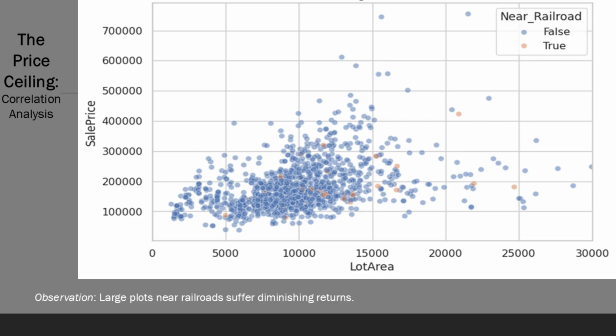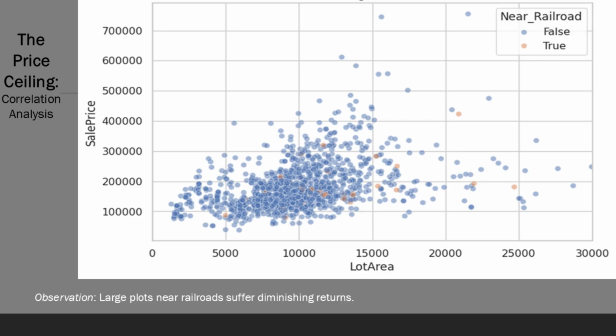To really prove the railroad flip strategy, we have to look at the risk of scale. If you look at this scatter plot, it reveals exactly why we avoid big plots in these areas. Notice that as we move into larger lot sizes, those over 15,000 square feet, the homes near the railroad, represented by the orange dots, struggle to break into the high luxury price brackets. This is data-driven proof that the railroad acts as a price ceiling for sprawling developments.